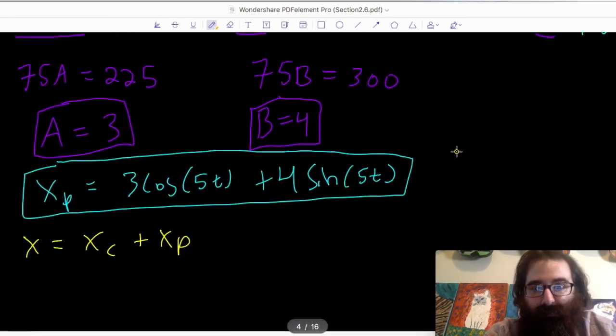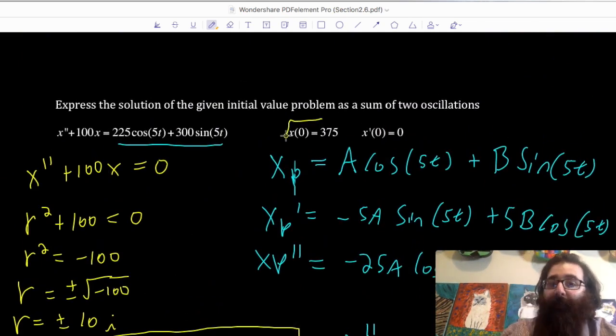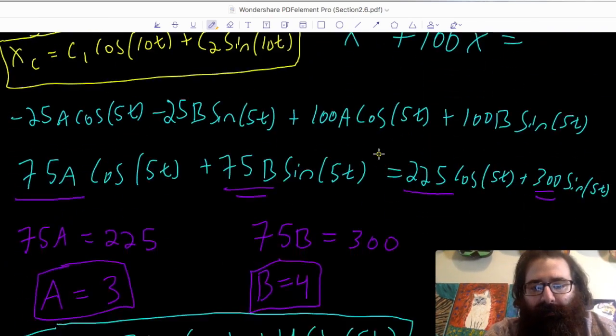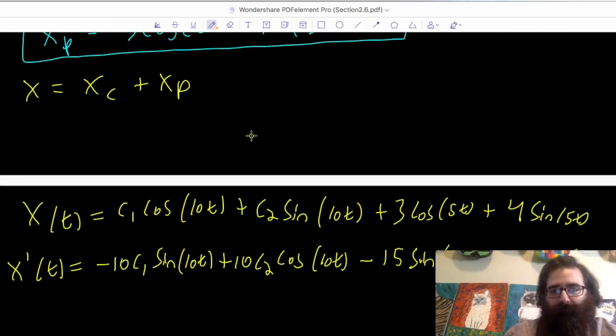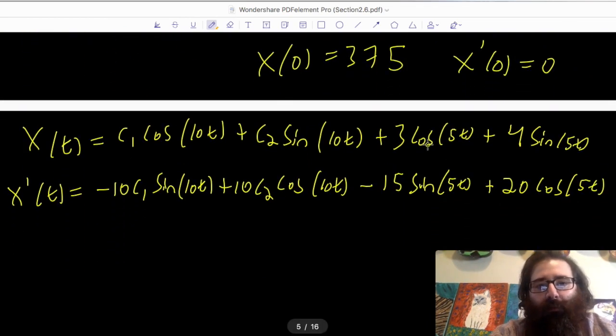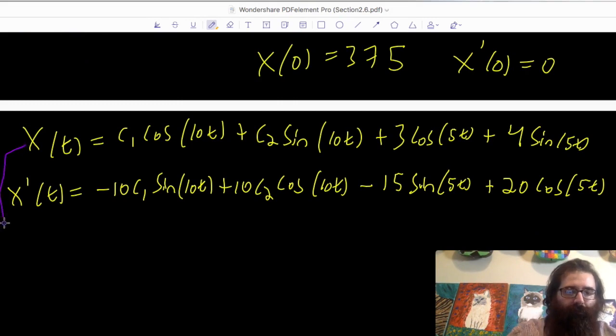What are my initial values? They didn't look fun, and maybe they're not the initial values that we had expected, but they're the initial values that we got. X at 0 is 375. And my favorite, x prime at 0 is 0. Let's see if we can rock and roll with these. So let's go to x. Let me switch my colors. Let me know if you're still digging the color coding.